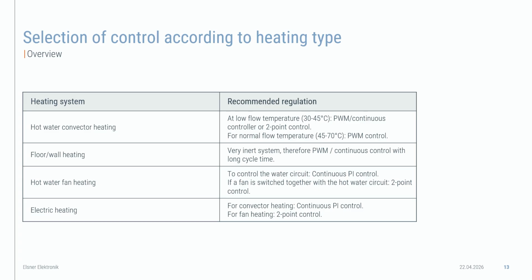On the other side, we can see an additional hot water fan heating. To control this water circuit, a continuous PI control is used, and for the fan to be switched together with the hot water circuit, the 2-point control is used.